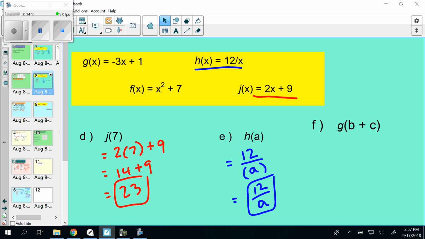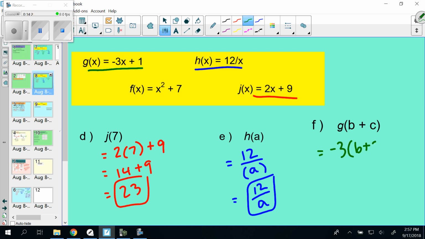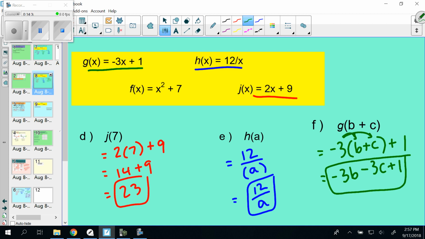F here is kind of similar, so now they want us to use function g again. Okay, now wherever there's an x, they want us to input b plus c. So if we're inputting b plus c in for x, it would look like this. Other than multiplying both of these, there's not much we can do here. So the answer would be negative 3b minus 3c plus 1. None of those are like terms. That would be the expression for this function.